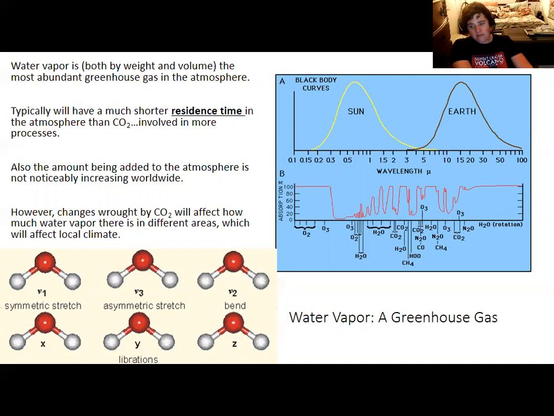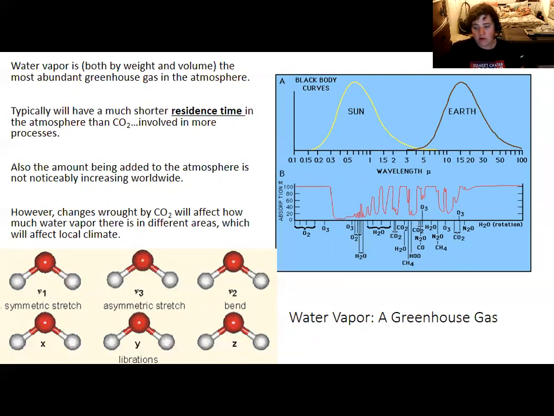And the amount of water vapor that's being added to the atmosphere overall has not changed significantly since the Industrial Revolution. In addition, water vapor has a shorter residence time in the atmosphere than carbon dioxide and methane, and the other greenhouse gases because it is involved in just so many different chemical, biological, and geological processes, and it has less potential to build up.